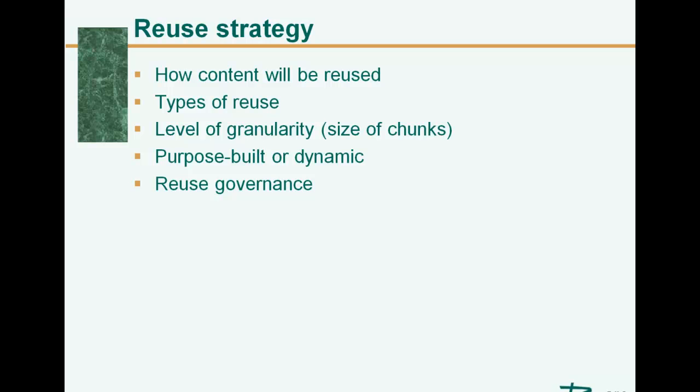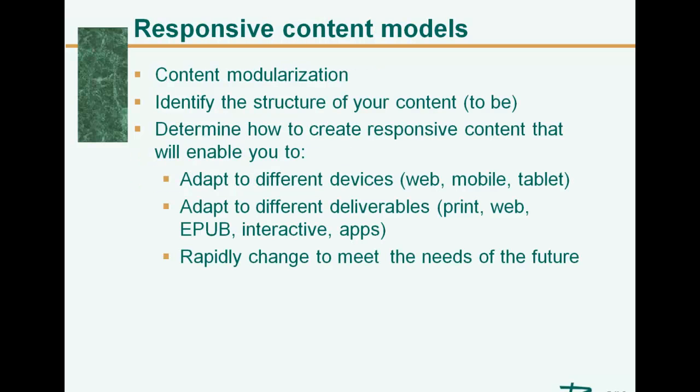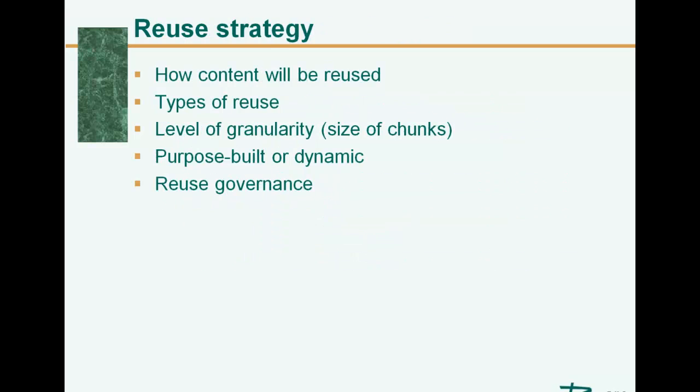We also determine whether it's going to be purpose-built. So are you going to make the decision? I want this particular set of information for this audience and that set of information for another audience. Or is it going to be dynamic, in which they make some of the decisions and it goes and it grabs the chunks and puts it together for them dynamically as they request it?